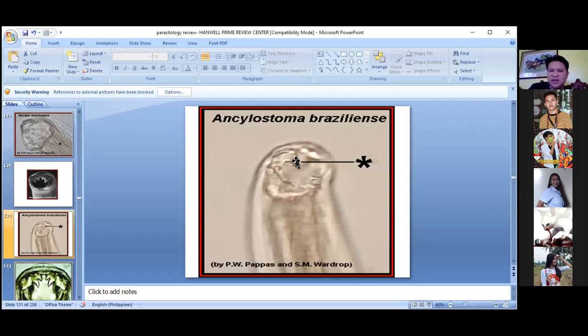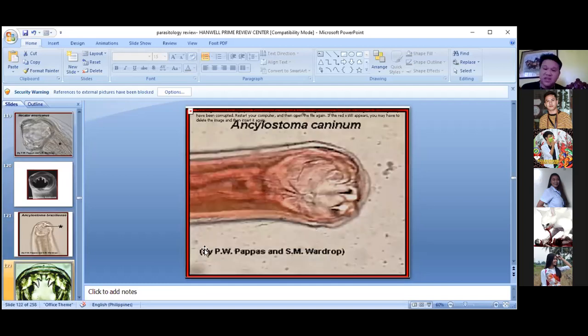So anyway, if there is this one, the other tooth, these ones. Okay, Braziliensis. This is the illustration of your caninum. 3 pairs of teeth. This is the first. 1, 2, 3. So, tatlo. Naintindihan? So, yan yung mga teeth nila. Yan yung buccal capsule nila. Kaya importante, dapat makita natin yung buccal capsule ng parasite.